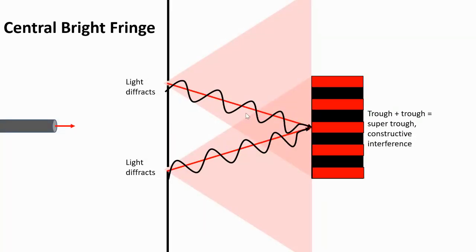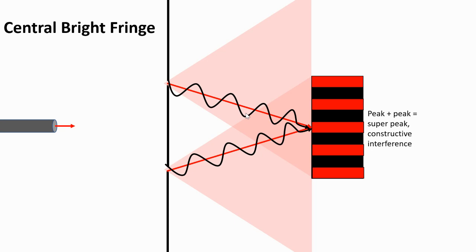If we were to go forward a cycle or so of the wave, or not a whole cycle, but half a cycle, then we're going to have two peaks meeting. Because these rays travel the same distance, there is no path difference. We therefore get constructive interference at the point they meet. Right, so that's the first central bright fringe.